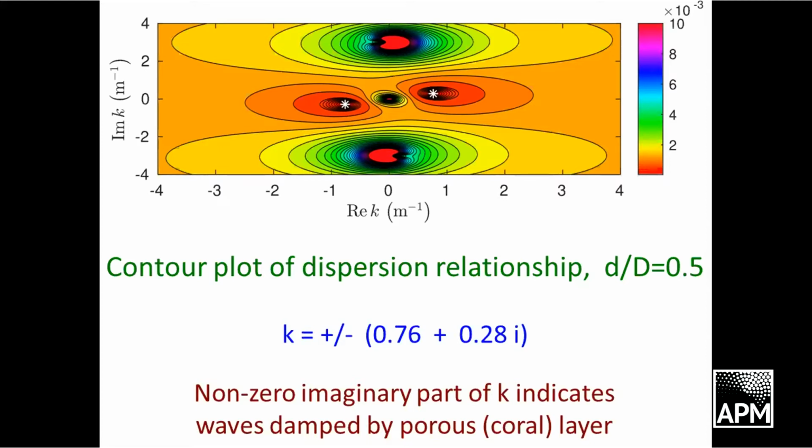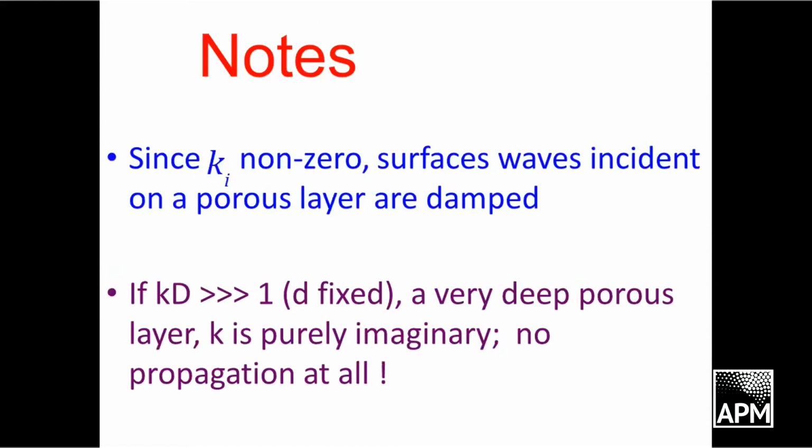Next slide, please. And thank you very much for this. As I've said, the surface waves are damped by the porous layer. An interesting case: if you have a very deep porous layer, then k is purely imaginary, i.e. there's no propagation at all. In other words, if you put any waves over a very, very deep porous layer, they'll be quickly damped. They won't propagate. Really important and quite different. Next slide, please.